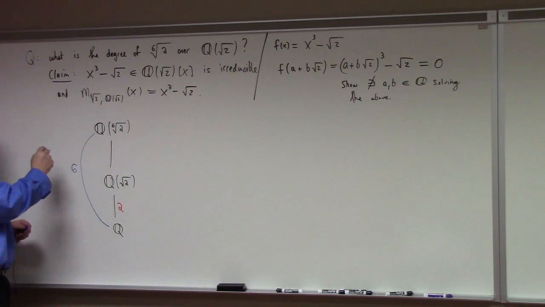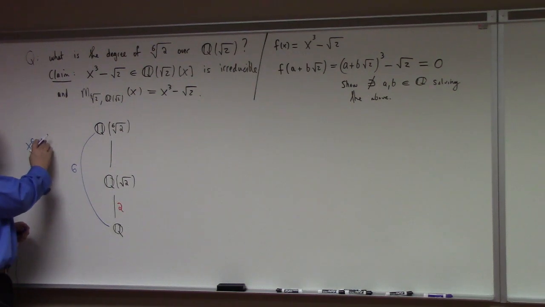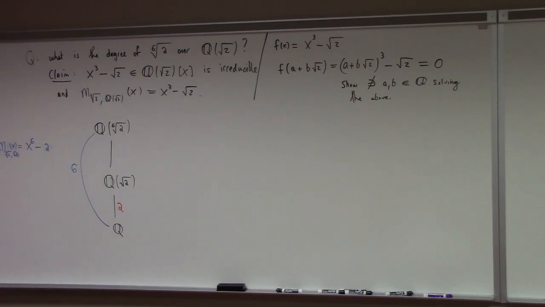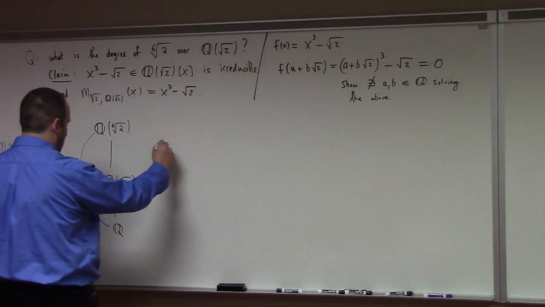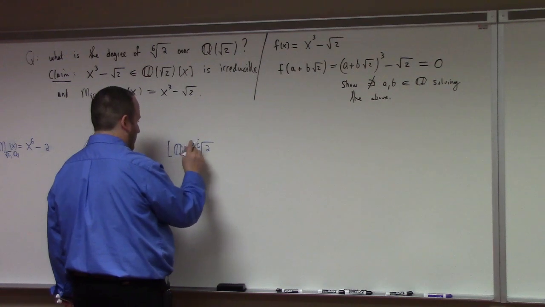Why? Because x to the 6th minus 2, excuse me, I'll get with it eventually here. This guy, this is the minimal polynomial of the 6th root of 2 over the rationals, yeah? And that's irreducible because of Eisenstein with p equals 2, right? So we know that, what do we know? We know that Q adjoin the 6th root of 2, oh, good grief, my notation.